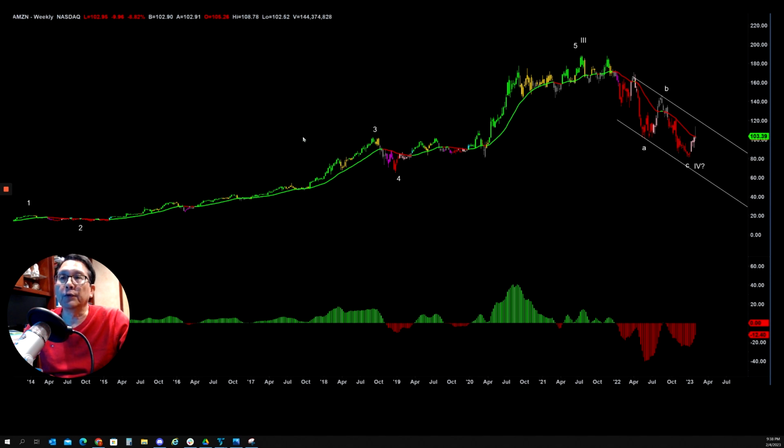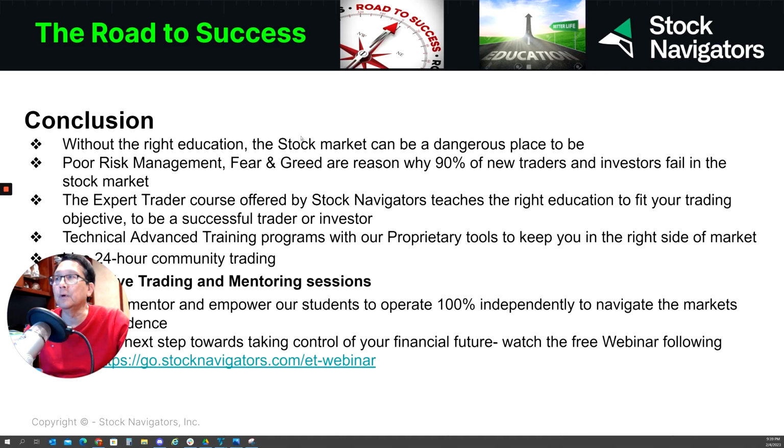So that's very important for you to understand when you study the Elliott Wave. You have to know how to count, where to count, and what tool you need so that you can count them correctly. So in conclusion, as you know, without the right education, the stock market can be a very dangerous place for you to be in.